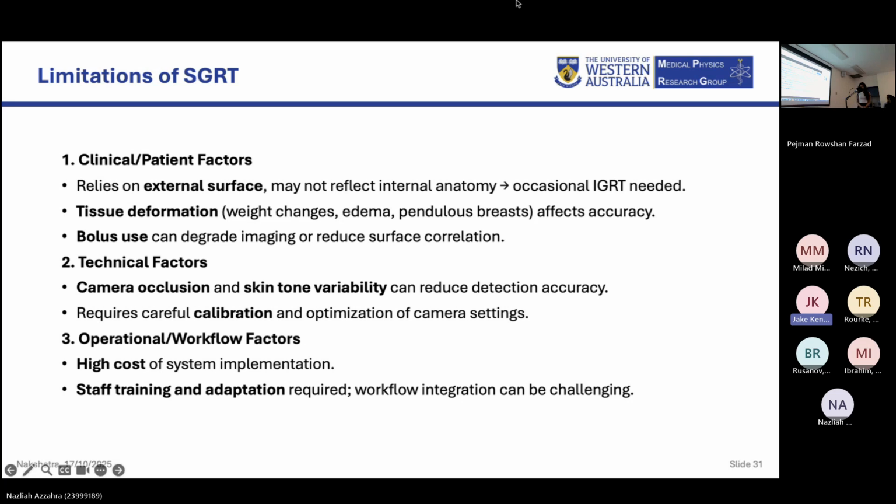From a workflow perspective, SGRT systems are quite expensive. A survey conducted in 2020 showed that the cost was the most impactful hurdle against implementation of SGRT. They also require staff training and time to adapt. The workflow integration can be quite challenging, especially in busy clinics.